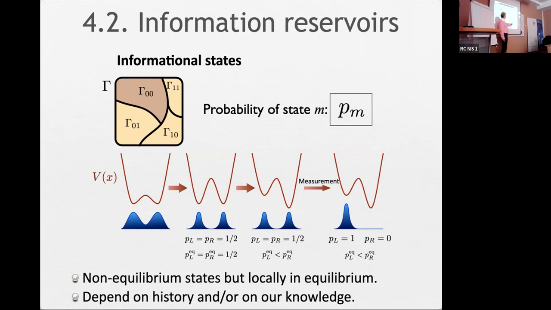So in a memory, this is a generic memory with many states, each state is populated with some probability. And this probability can be out of equilibrium. Here the equilibrium probability is one half, and here the equilibrium probability is higher on the right than on the left, and still the state is this one.